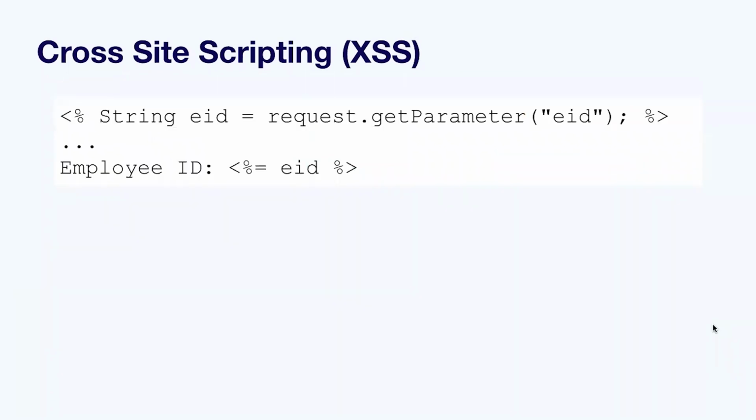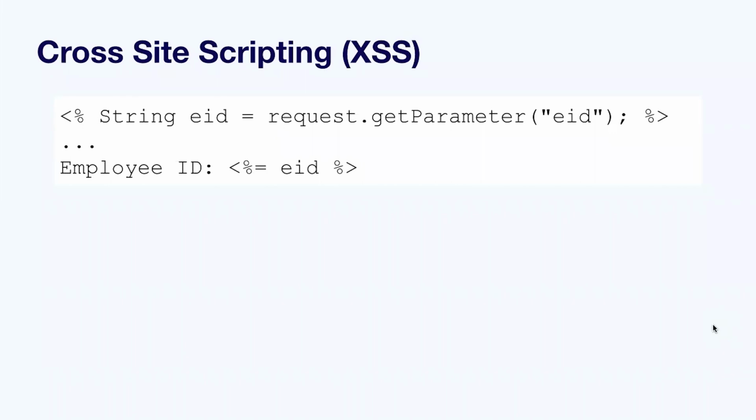So if we have a quick look at how you might inject one of these vulnerabilities into your application by accident, we've got a little bit of template code here that takes an employee ID number from the request and then reflects it back into the page. And it does so without doing any kind of escaping or sanitization.